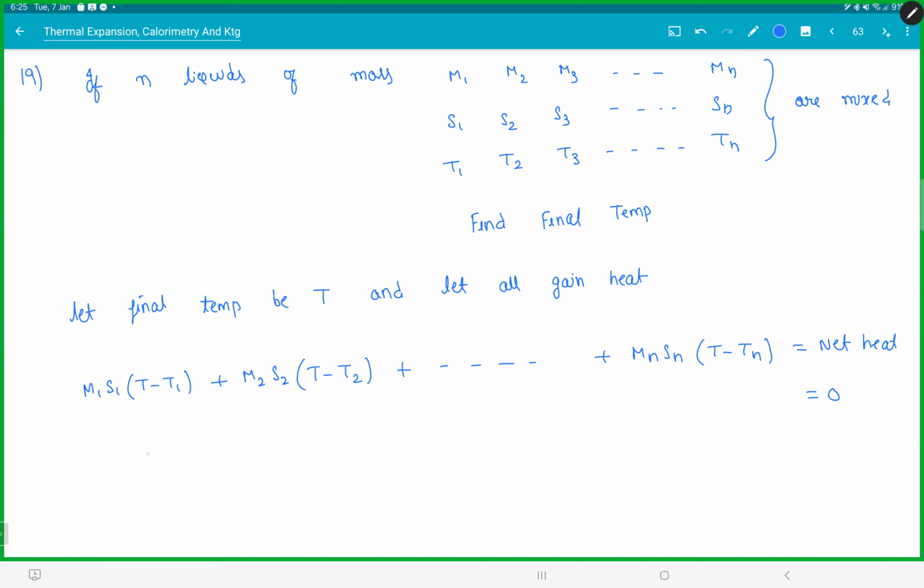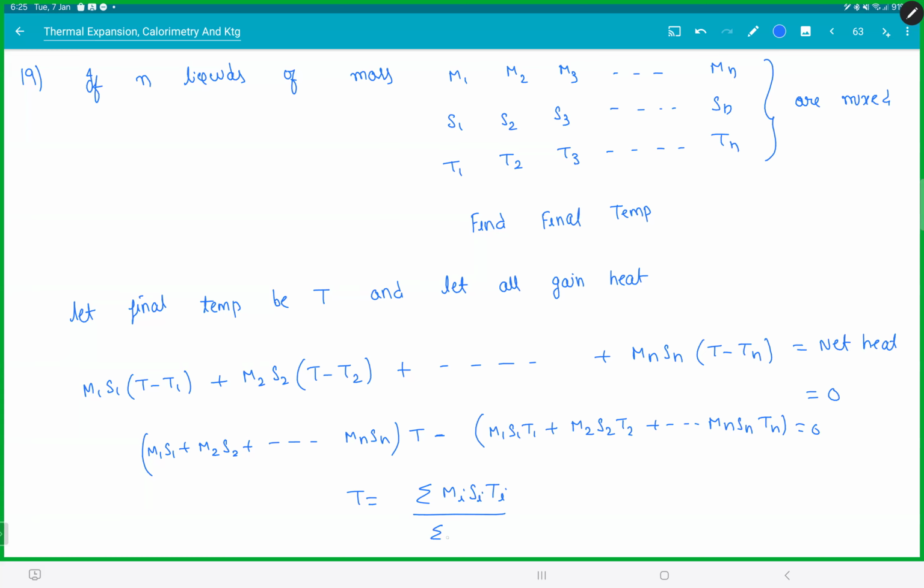So now if you expand this, you will end up with M1, S1 plus M2, S2, so on till Mn, Sn, T final minus M1, S1, T1, M2, S2, T2, so on till Mn, Sn, Tn equals 0. So we get T final will be sigma Mi Si Ti by sigma Mi Si. Good formula.